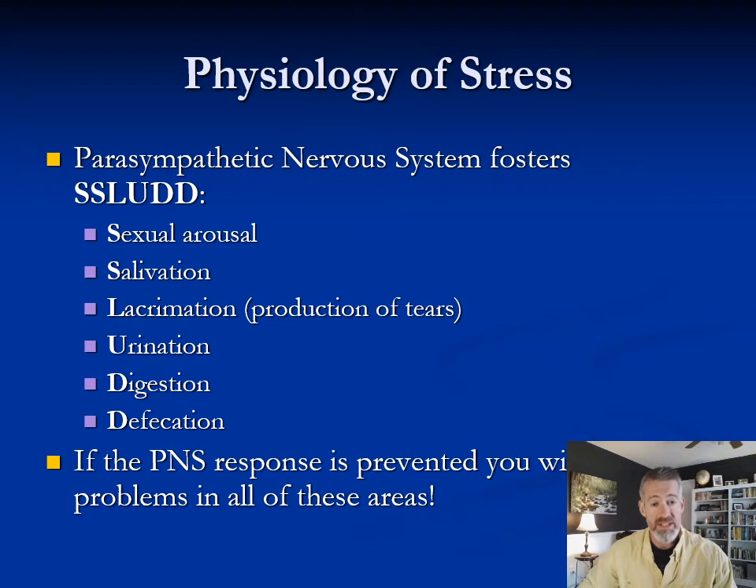SLUD. The processes that are mediated by the parasympathetic nervous system are sexual arousal, salivation, so the beginning of the digestive process, lacrimation, which is the production of tears, urination, digestion, and defecation. If you are perpetually in a sympathetic nervous system response, an arousal, fight or flight response, what you get is dysfunction around sexual arousal, salivation, lacrimation, urination, digestion, and defecation. You get constipated, you get stomach problems, your ability to function sexually and your interest in functioning sexually diminish.